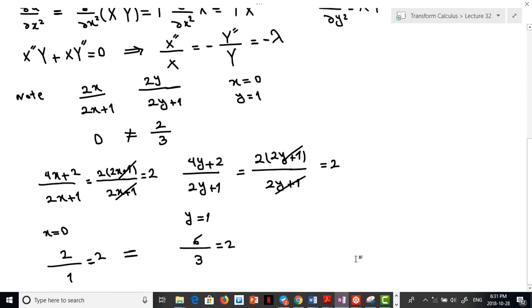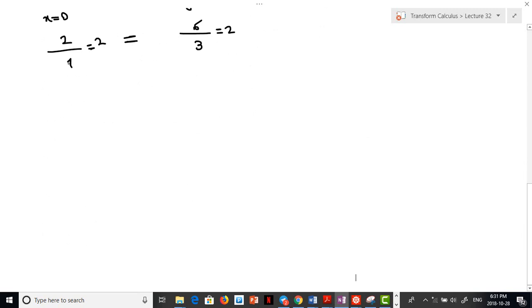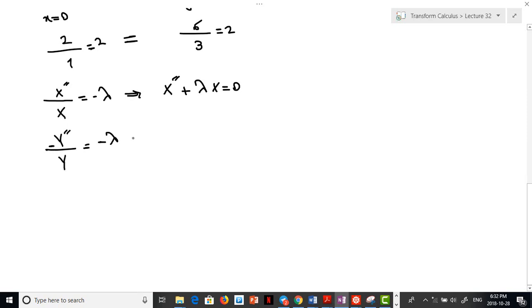So far we could find that x double prime divided by x is equal to minus lambda. As a result, x double prime plus lambda x is equal to 0. And minus y double prime divided by y is minus lambda, so y double prime divided by y is lambda. As a result, y double prime minus lambda y is equal to 0. Now we have to find x and y.